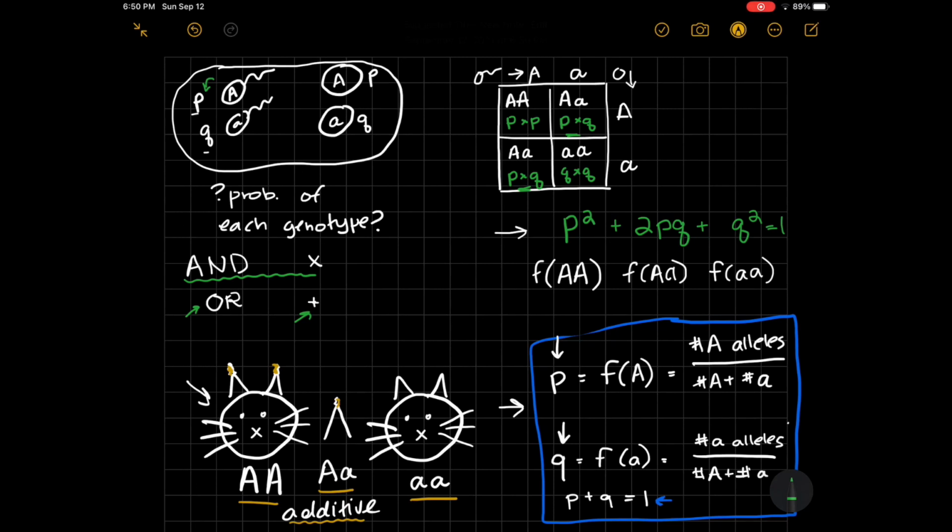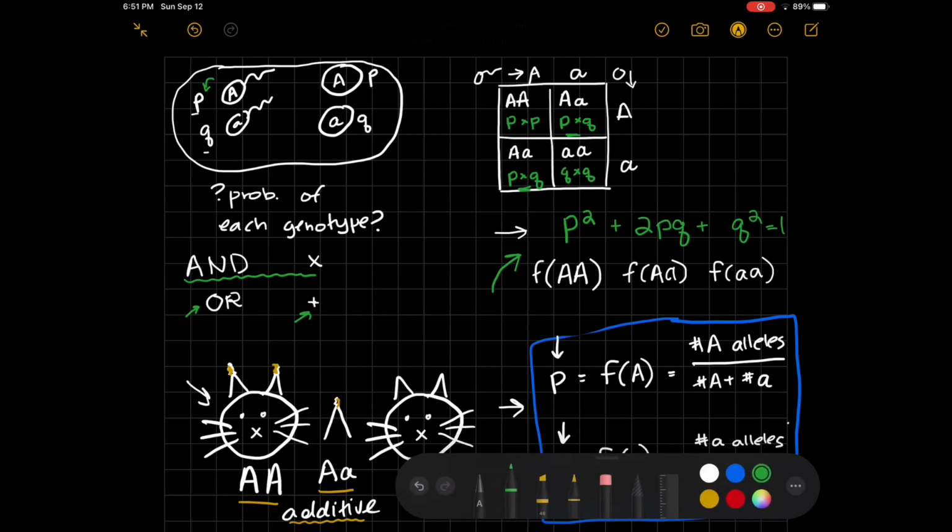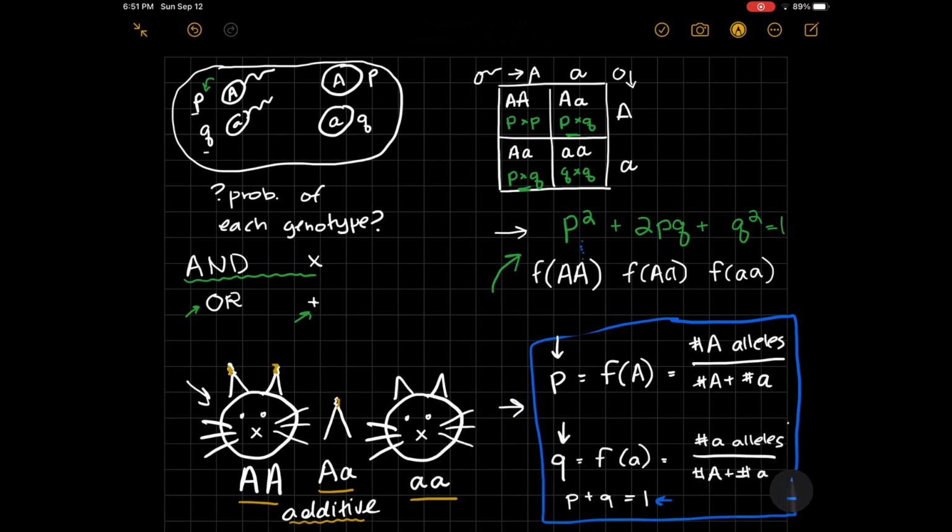Oh, and I, of course, should mention that these should all add up to 1. And them adding up to 1, that's going to be true whether or not you're in Hardy-Weinberg, because this is just the frequency of all of the different genotypes in your population. They're going to have to add up to 1, right?